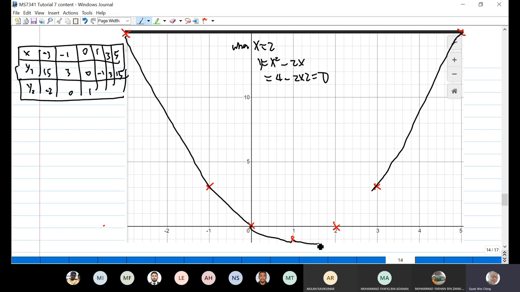Okay, so it looks something like this. Okay, this is the graph of the first one, y equal to x squared minus 2x.